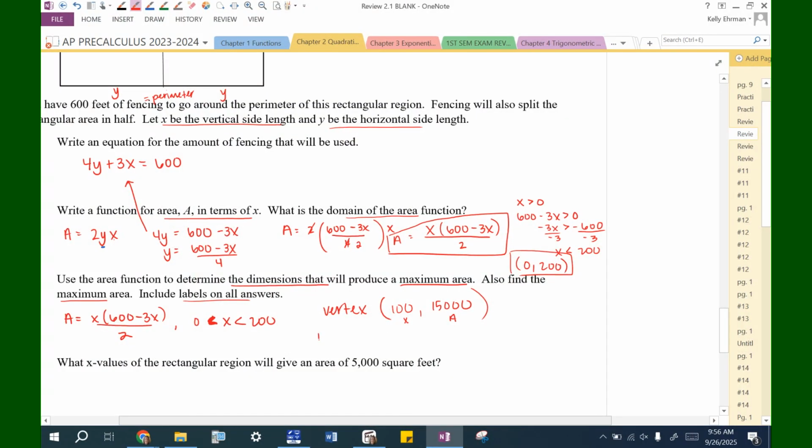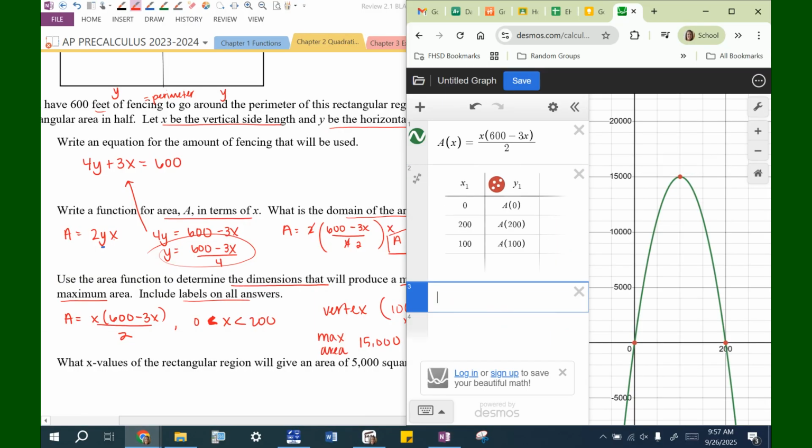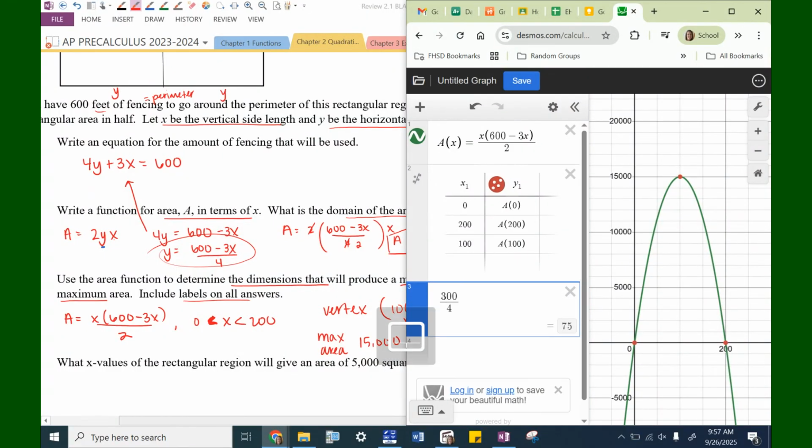So what is the max area? The max area is 15,000 square feet. What are the dimensions? x is 100 feet. What would y have to be? So remember, you have an equation for y right there. y would have to be (600 minus 3 times 100) divided by 4. 600 minus 300 divided by 4. You can do that in Desmos too if you want. That's just 300 divided by 4. 75.